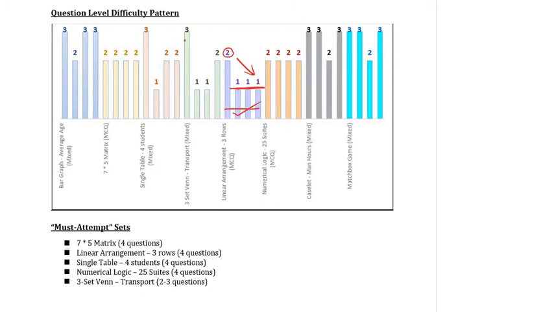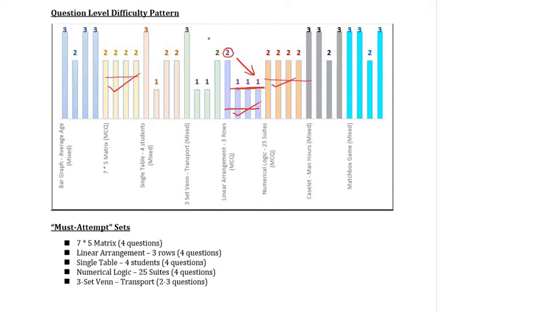On the other hand, if I observe, the 7 by 5 matrix has moderate difficulty mapped for each question, but there's no difficult question as such. So when I show you the question, you'll observe that if I do this, I'll be able to solve all 4 questions one after the other. Again, an important question to be solved. If I look, the same logic also applies to the set on numerical logic, the 25 suites one. So doable.